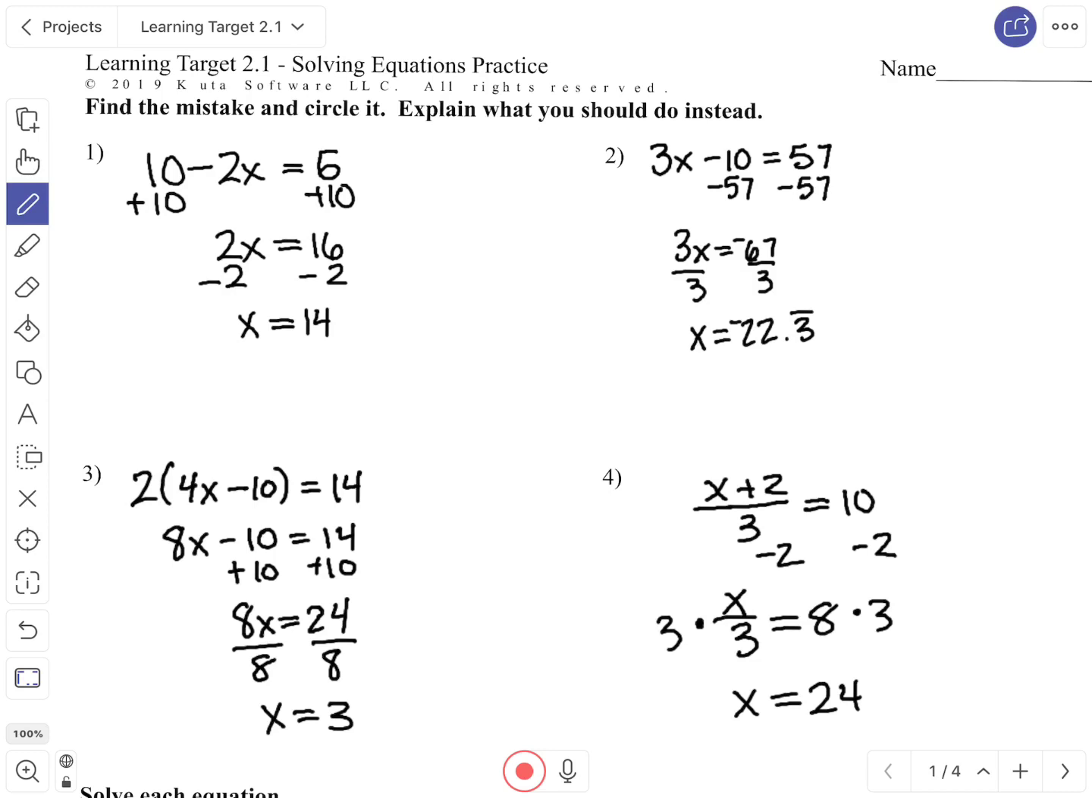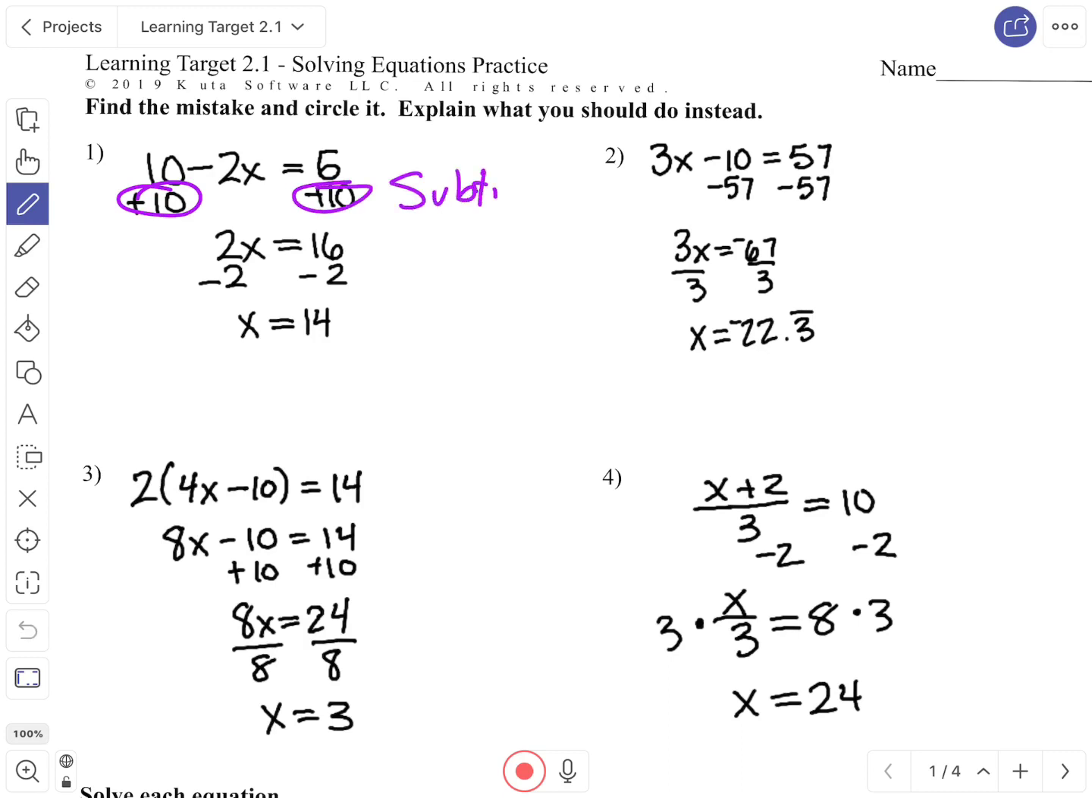So they added 10 to both sides. So if I have a positive 10 and I add 10 to it, is that going to become 0? It isn't. It's going to become 20. So there's their mistake, right? They did not subtract 10, which is what we should have done. Instead, they added 10 to both sides. So there's our mistake. What should they have done?